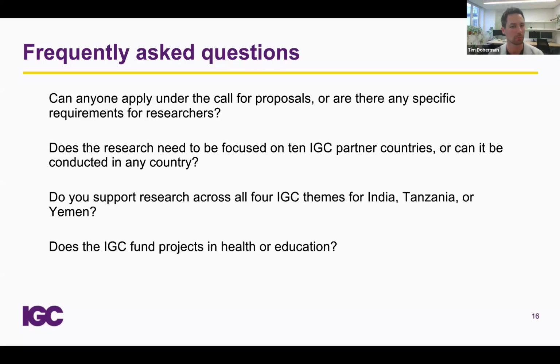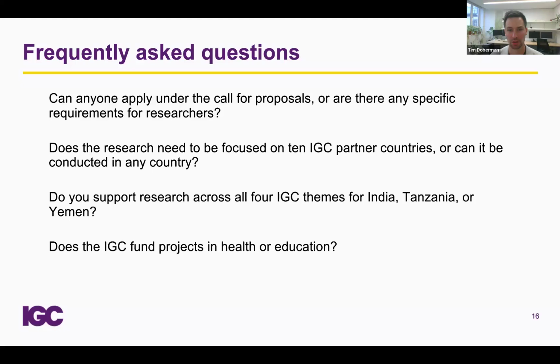Okay, so these are some questions which we've already gotten today, which I should say are all answered on our website. So for many of the questions, the first point of call is the website. We have lots of resources for researchers and those who are interested in applying. And so that should be your first point of departure.